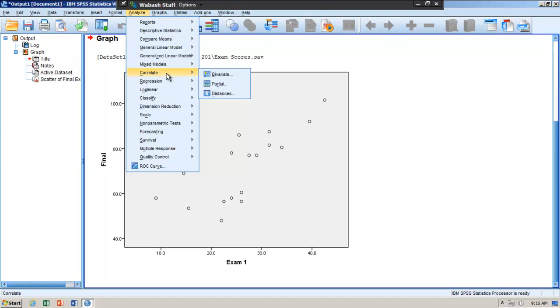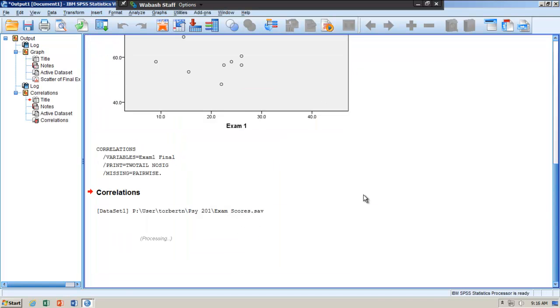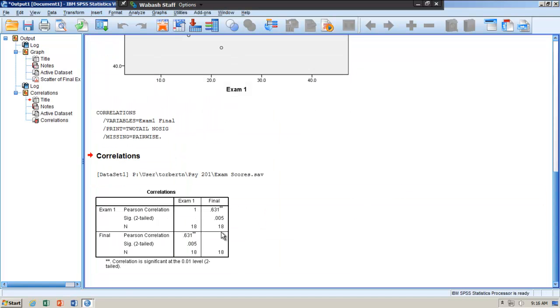If we want to calculate the correlation, then just go to Analyze, drop down to Correlate, and what we're looking for is Bivariate, so correlation between two variables. Here we're going to do exam 1 and the final exam. Just do those two. So this is the correlation we calculated in class.